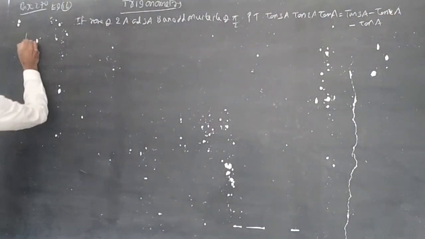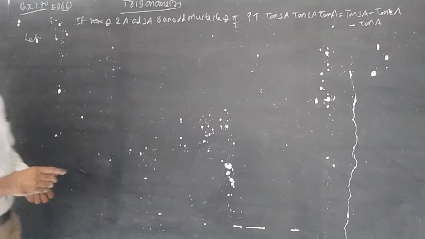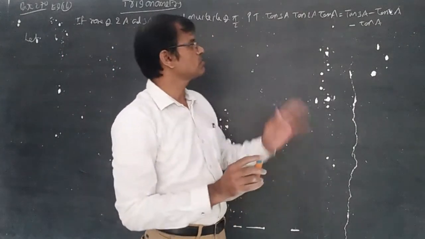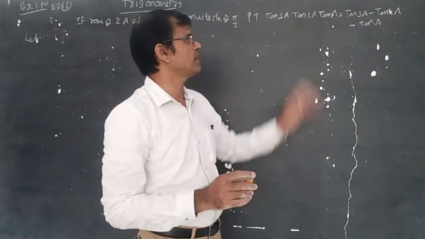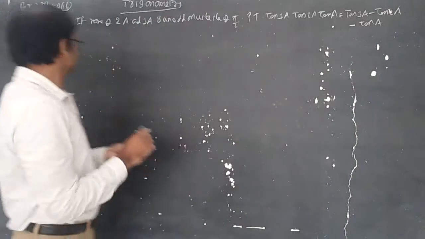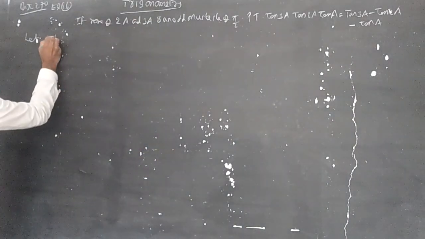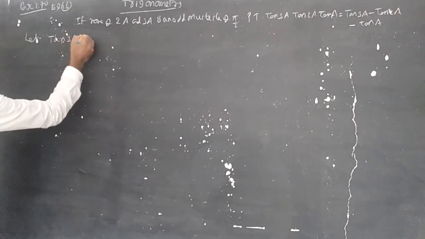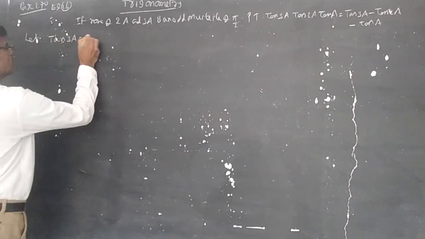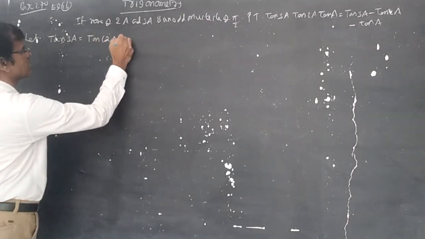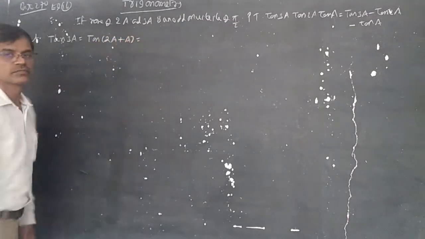Now, here there is no LHS RHS concept. We should consider the value in terms of tan, convert the value and get the total sum from LHS to RHS. Here, let us consider tan 3a, which can be considered as tan of 2a plus a.